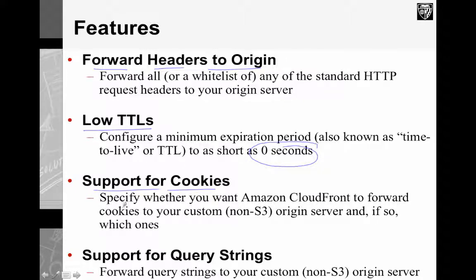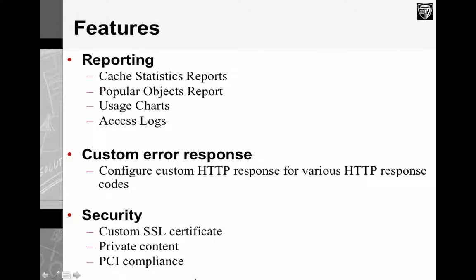Support for cookies. You can specify whether you want Amazon CloudFront to forward the cookies to your origin server, and if so, which ones. They'll go ahead and forward those cookies. There's also support for query strings. You can also forward the query strings. For example, you may have a URI that says /dir1/dir2?size=45. When you have ?size=45, it's what we call query parameters. Those query parameters can also be passed to the origin server.